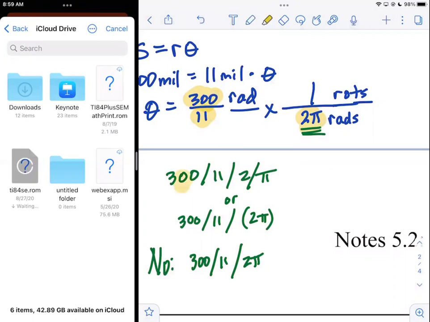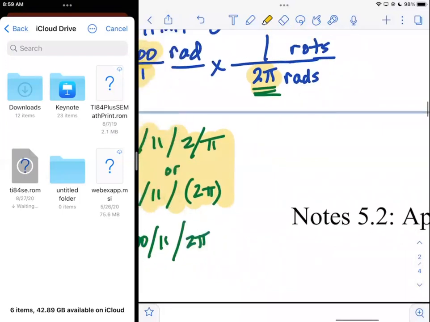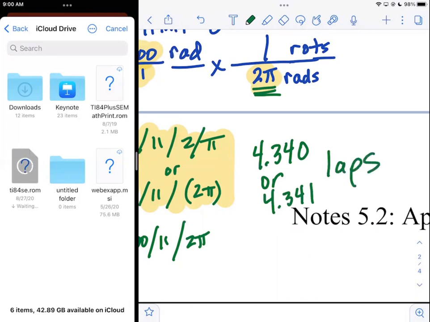So it doesn't matter which one of these you do. It probably makes more sense for y'all to do it on the second line. Let's see if we get the right answer together. All right, 300 divided by 11 divided by 2 divided by pi. I like to do it that way because it saves one keystroke. And I get 4.340 or 4.341. And that'll be laps or rotations.